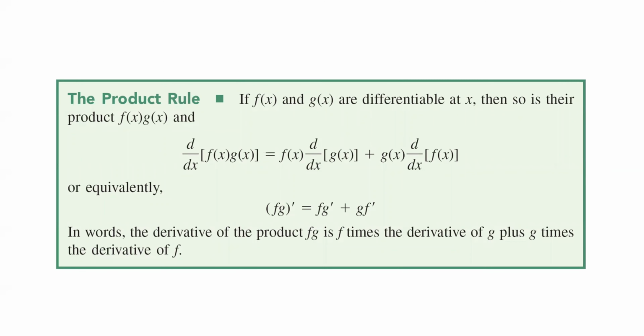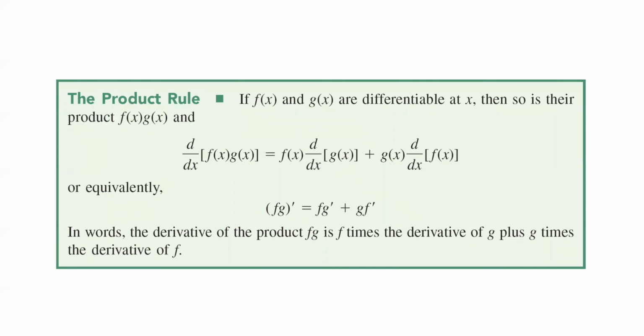Note that if we consider a differentiable function, that means its derivative exists. So assume that f and g are differentiable functions. So the derivative with respect to x of f of x times g of x is f of x times the derivative with respect to x of g of x plus g of x times the derivative with respect to x of f of x.